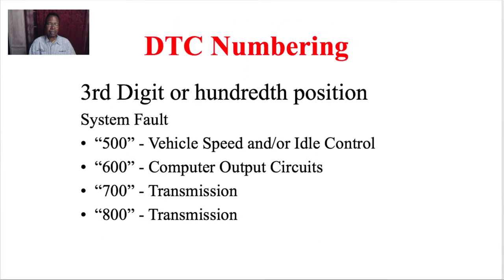Then we got the 500, 600, 700, and 800. Also different systems that could be at fault that turn a light on. And yes, there could be a transmission code and turn on the MIL light.